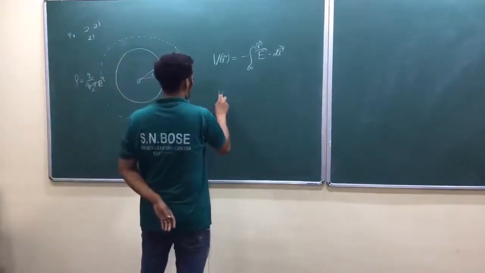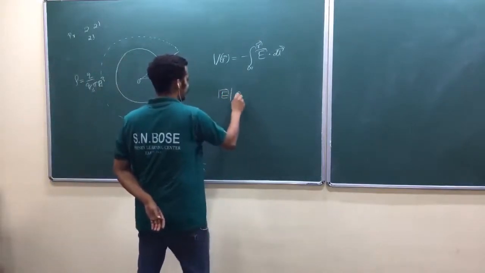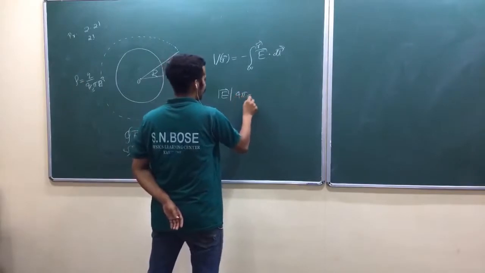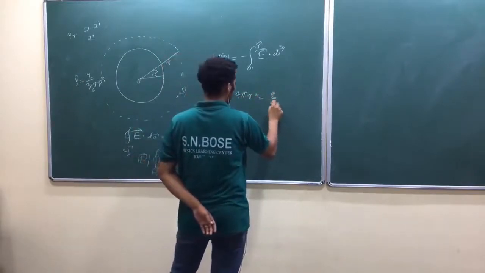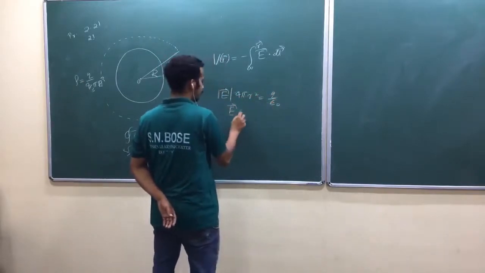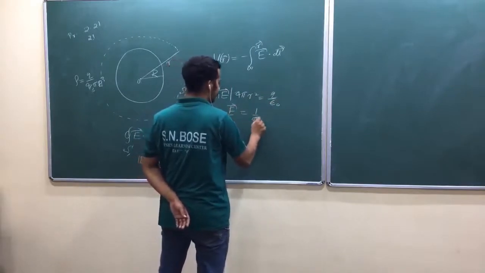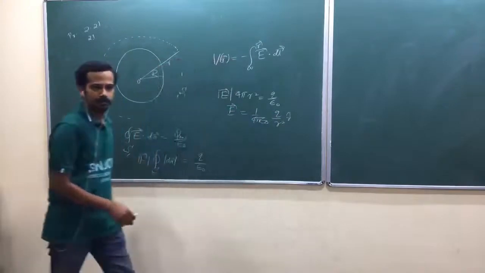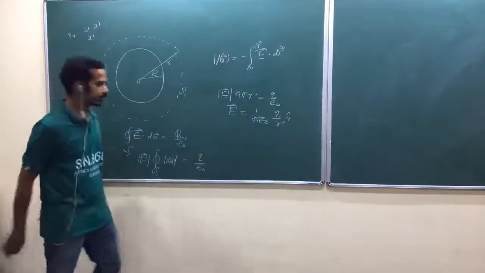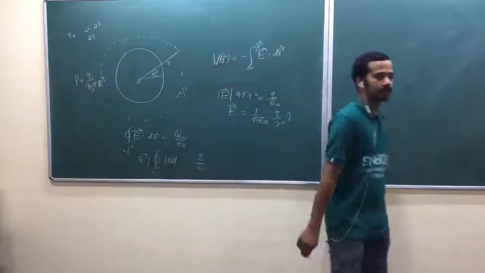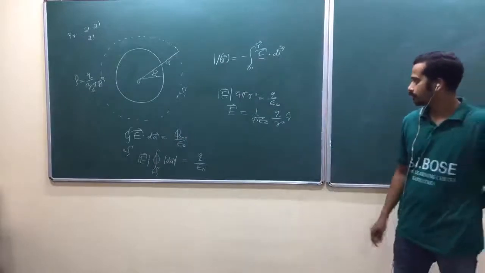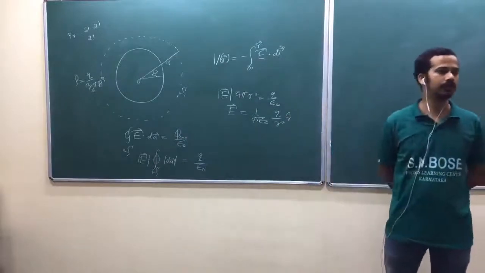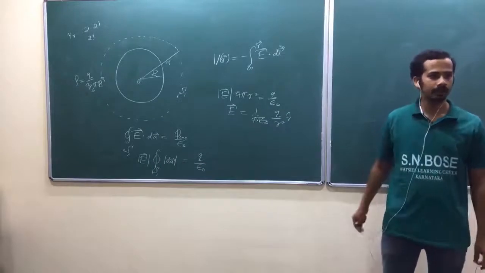So now, mod E into 4 pi r squared is equal to Q by epsilon naught. So the electric field is 1 by 4 pi epsilon naught, Q by r squared, r cap. Why is it along r cap? That's what we first inspect. By inspection, you first find the direction, then you find the dependency like that, isn't it? Now look at here.